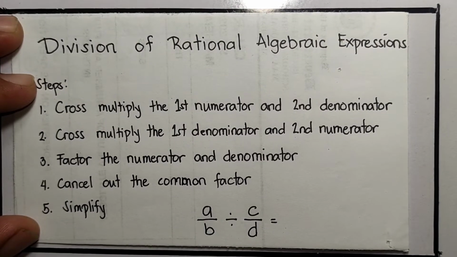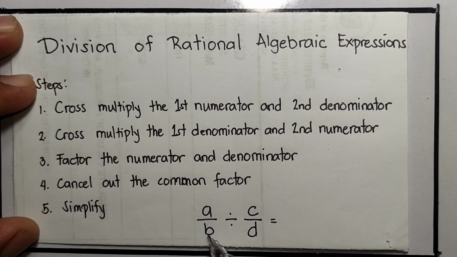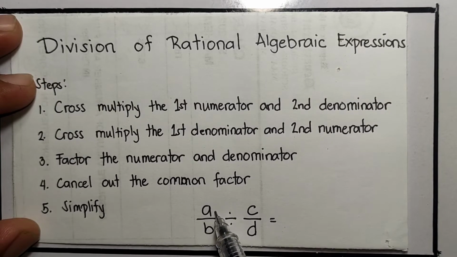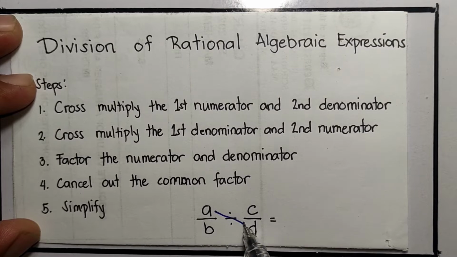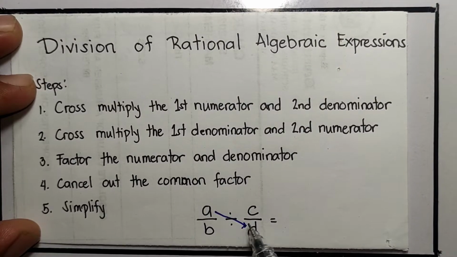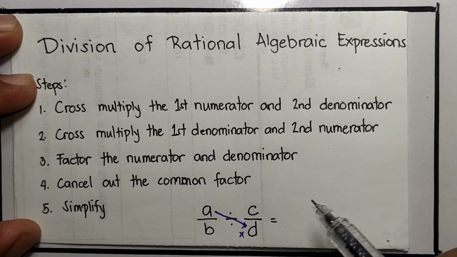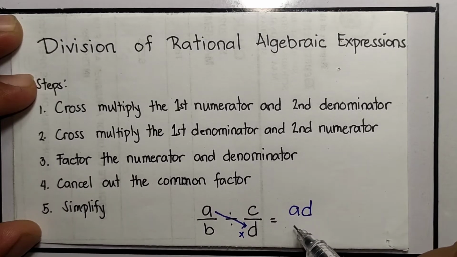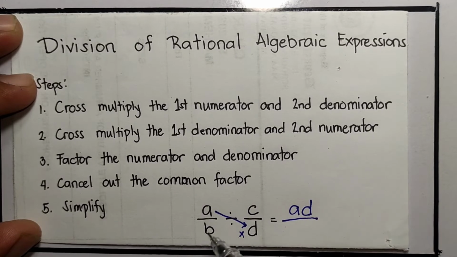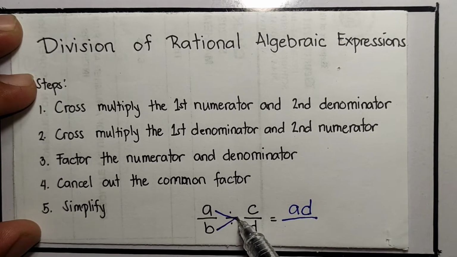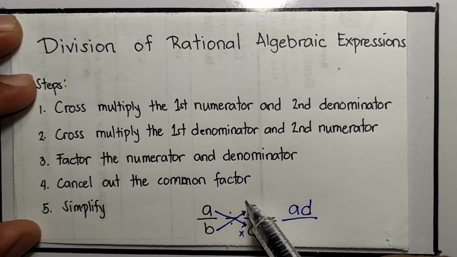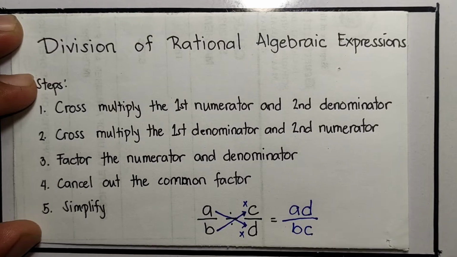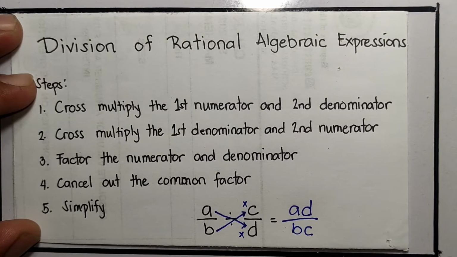For example, A over B divided by C over D. This should be our illustration. The first one, we need to multiply. Therefore, A times D over the second denominator multiplied by the second numerator, which means B times C.